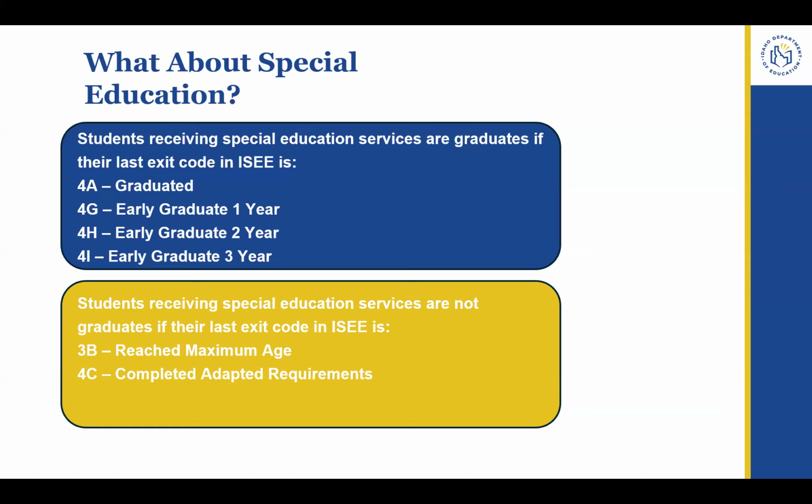There are a couple of exceptions to be aware of. If the student exits under the 3B code, meaning they've reached the maximum age, they are not counted as a graduate. You'll often see this with students in the 18 to 21 life skills programs. Similarly, if a student exits under 4C, meaning they completed a different set of requirements than the state standard graduation requirements, they are also not counted as a graduate.